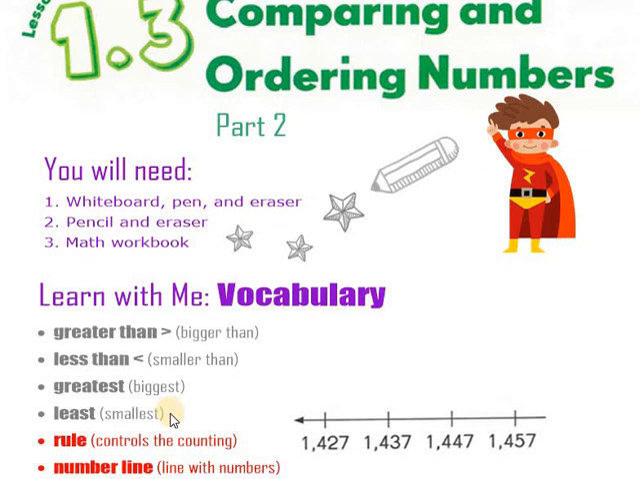Today we're going to look at two new words: rule and number line. A rule in math controls the way the numbers are counted. The rule in math controls the counting. And a number line is a line with numbers.